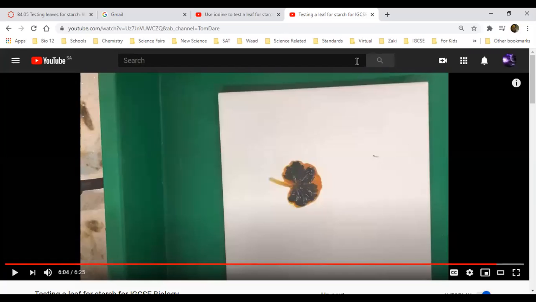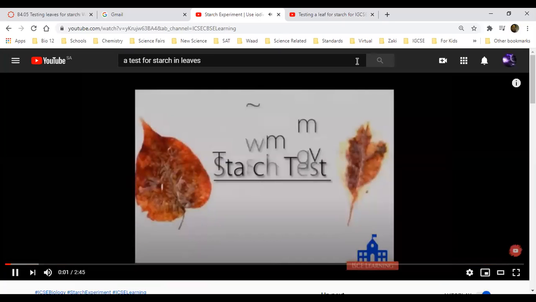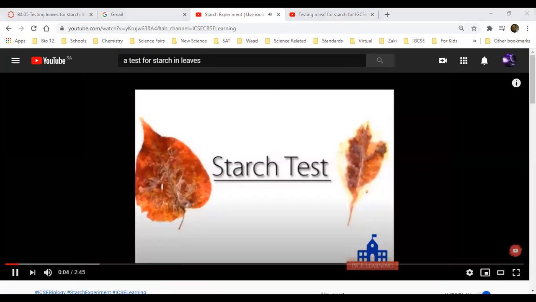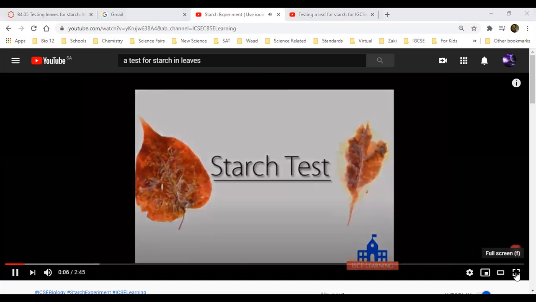Okay, so let me check if there is a test for starch in leaves where they showed us with two parts, one with the covering and one without the covering. Yes, this one is with the covering, so I'll show you guys with that one. I'll put the link as well.